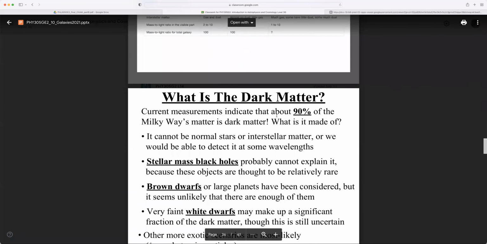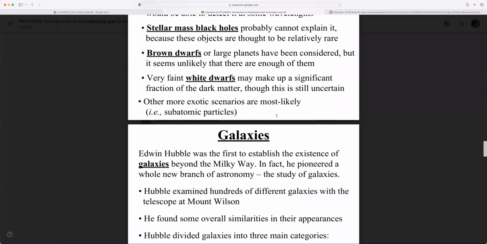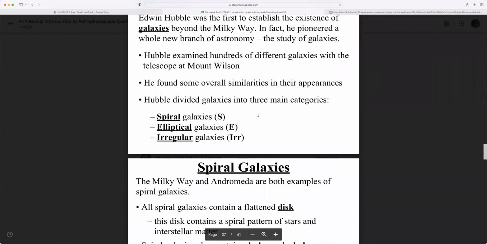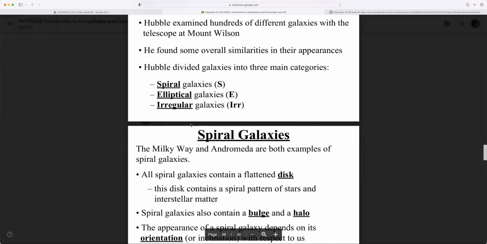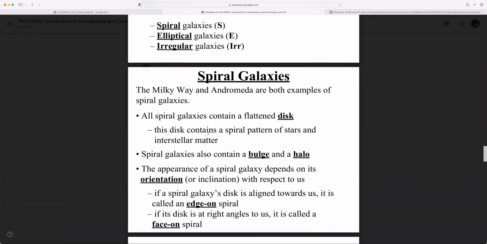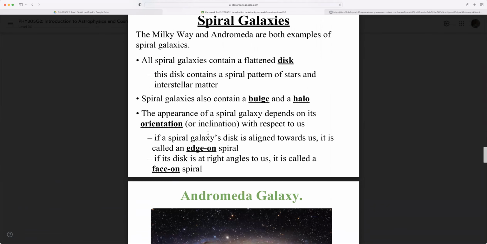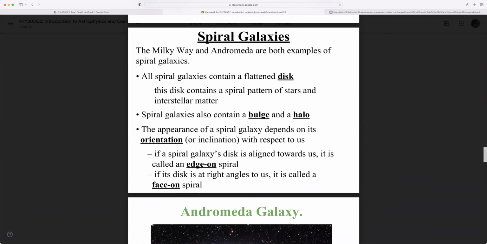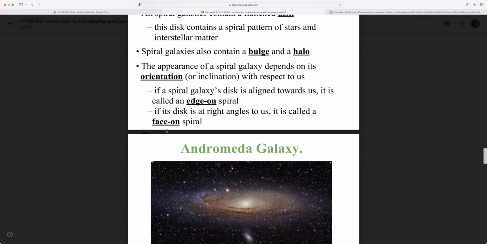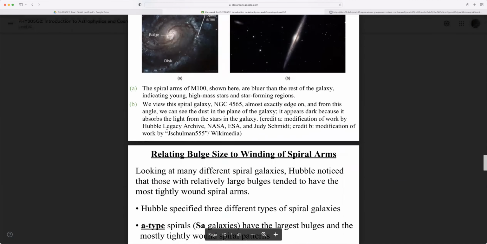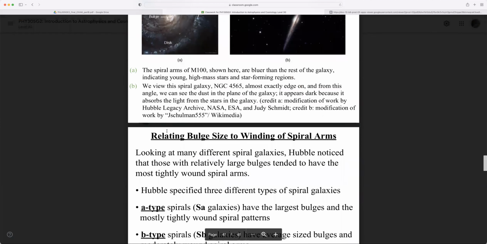So then I had a section about that. We talked about the dark matter and the types of galaxies: spirals, ellipticals, and irregulars. This recorded video actually had information about these different types of galaxies in detail, right? And here you can see that for the spiral galaxies I have mentioned the features. So go through and understand those.